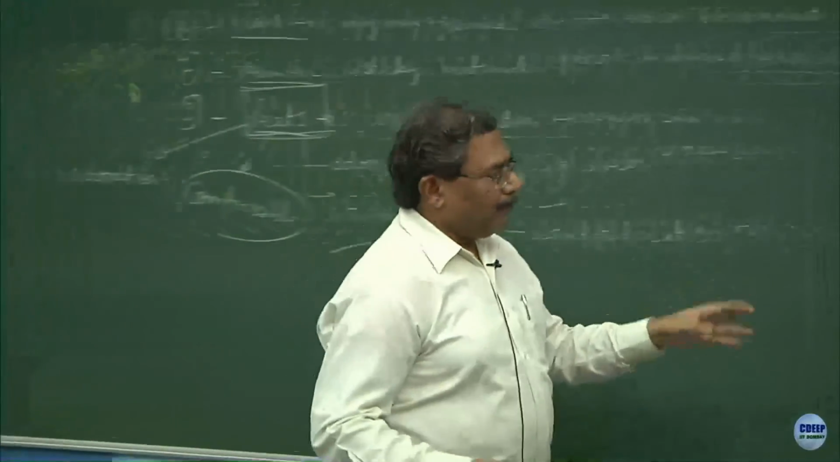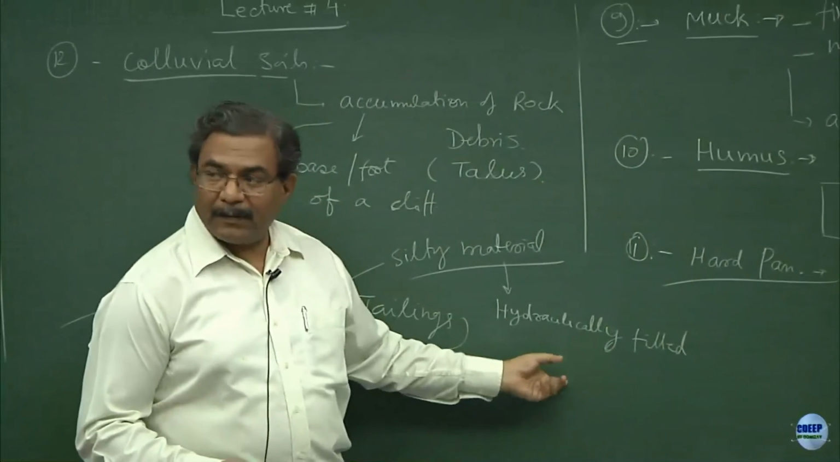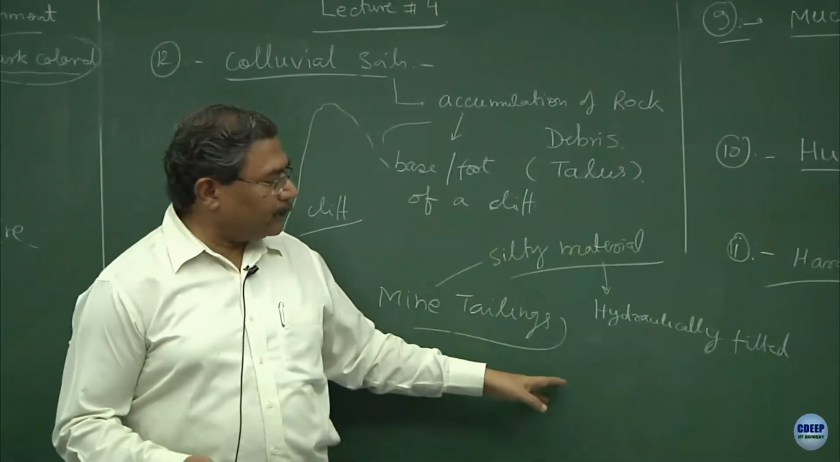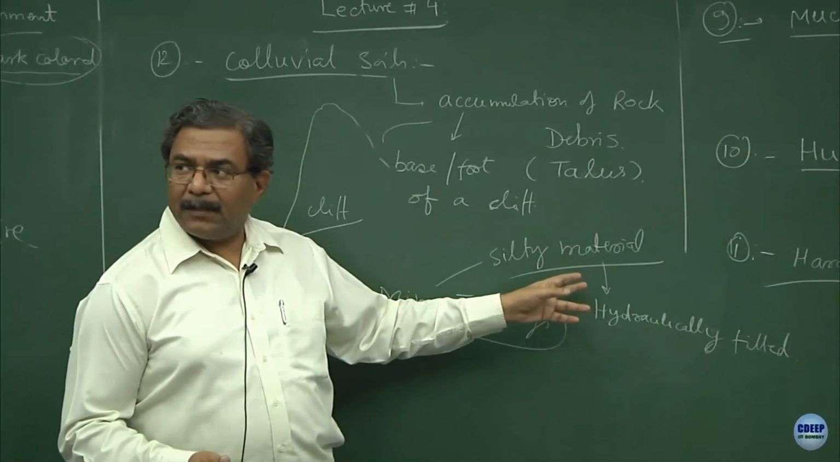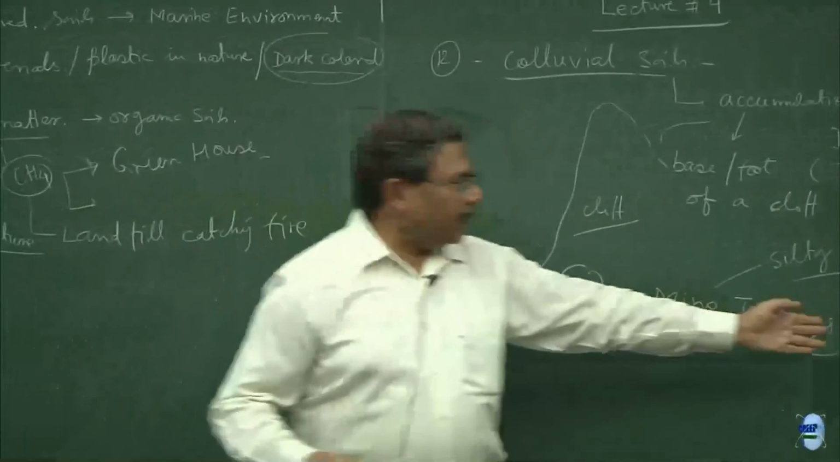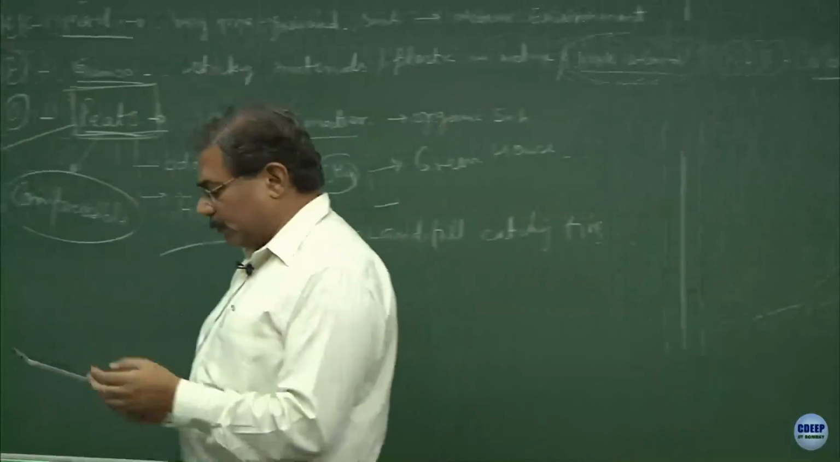So I will take a pipe, I will mix the soil, I will pump it, I will fill up the land. The mine tailings which are coming out of the industrial process, very fine particles, I will deposit them in ponds, and hydraulically this becomes mine tailings. Clear? A lot of similarities are there between the processes.